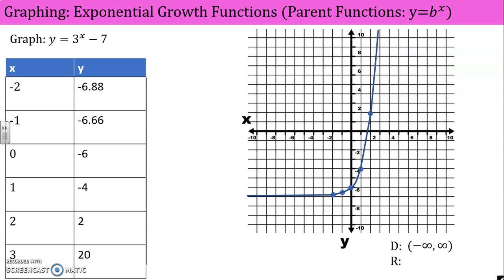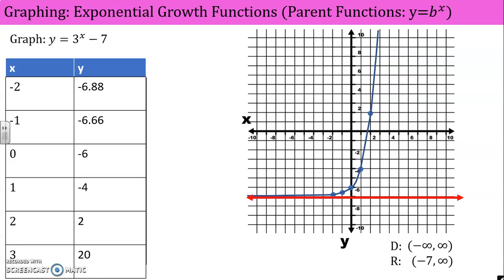Let's talk about the domain and range. The domain, once again, is -infinity to infinity because it goes to the right and left forever. And the range is -7 to positive infinity, right? Because the lowest point is right here, but it never actually gets to -7. So that's why it's a parenthesis, not a bracket. And then it goes up forever towards infinity.